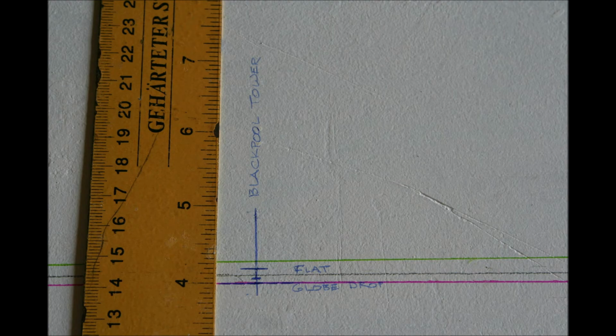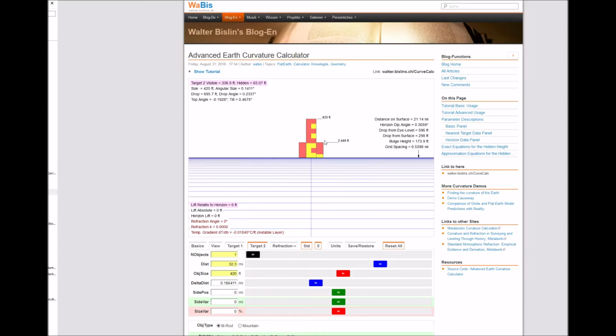And if we look at the curve calculator, I've put Red Screes as the larger object in back, and Blackpool Tower, and I've set refraction to 0. As you can see, if there were no refraction effects at all, Red Screes would be considerably farther down the tower than it appeared in the photo. I will bring the photo up in a minute.